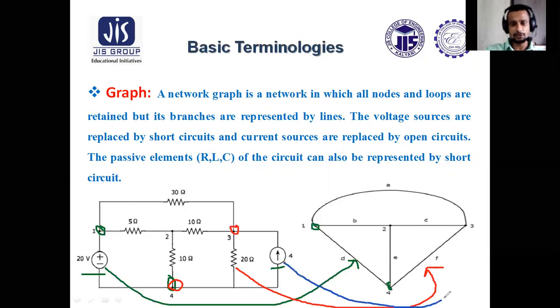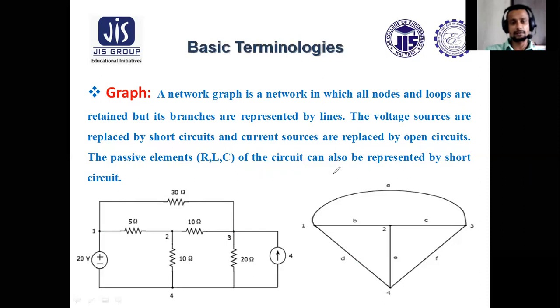This current source is not mentioned anywhere in this graph. That implies the current source should be replaced by an open circuit in a graph. So the conclusion of this part is: voltage source, resistance, inductance, capacitance, all will be replaced by a short circuit while representing in a graph, whereas current source only will be represented by an open circuit.